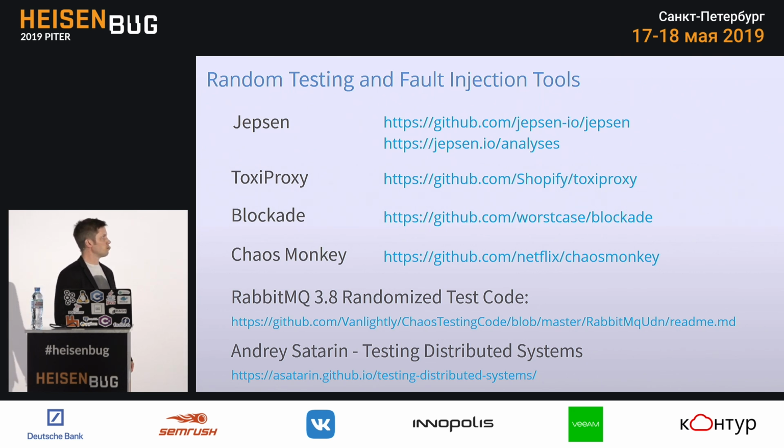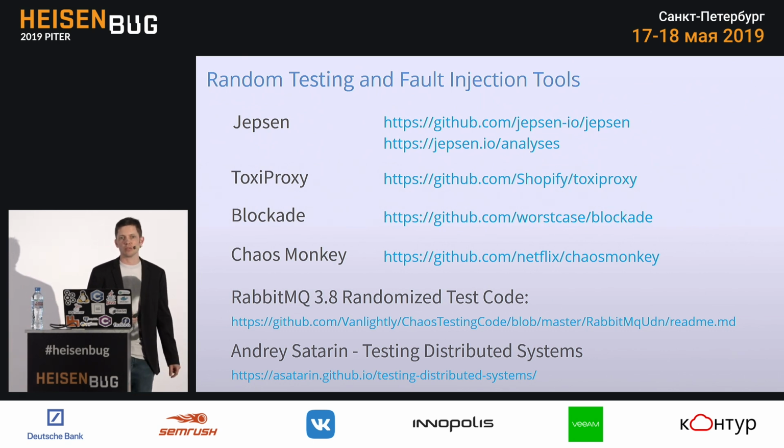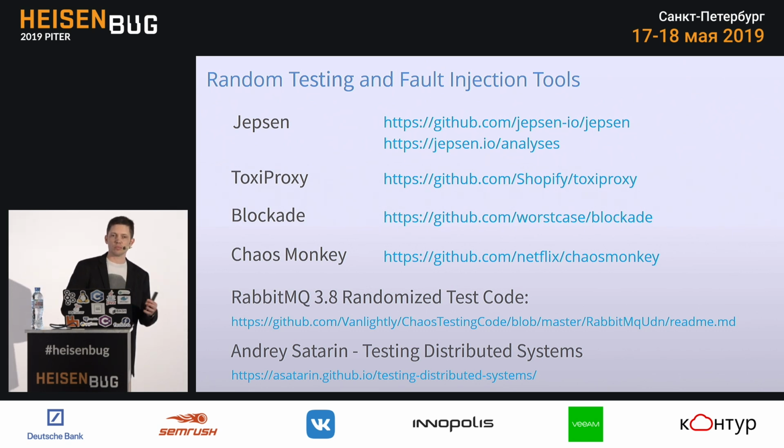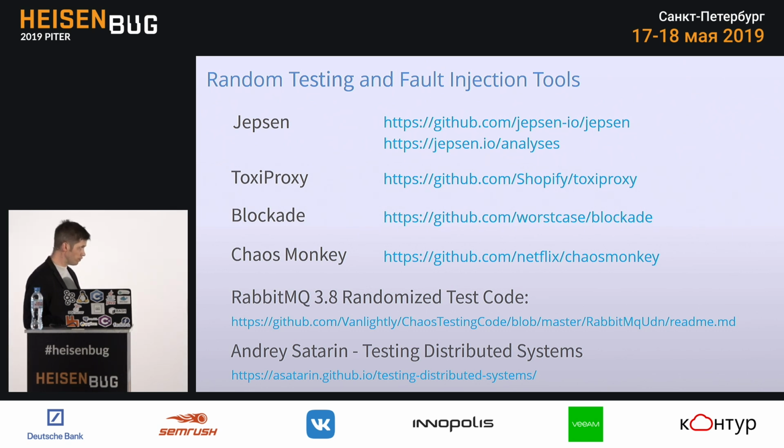Kyle Kingsbury started it all back in 2013 with his Jepsen analyses, where he kind of broke various distributed systems. It's what originally got me into distributed systems, and his analyses are great for understanding how they work, because he breaks them and shows you exactly why, how distributed systems need to be designed. It's a really great source.